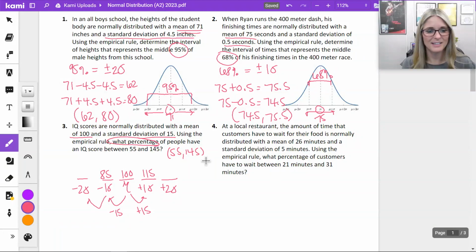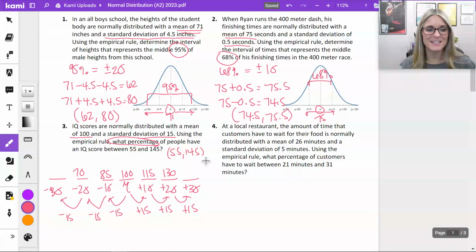So let's subtract 15 on the lower side. 85 minus 15 gives us 70. Adding 15 for this upper side, 115 plus 15 is 130. Still not quite there, but I think we're going to get it if we're 3 standard deviations away. So let's add 15 and subtract 15.